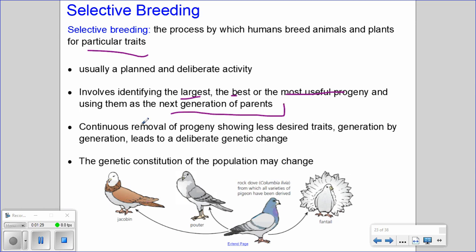But it also results in the continuous removal of progeny showing the less desired traits. And so generation after generation, as this is done, this will eventually lead to a deliberate genetic change. Over time, the genetic constitution of a population may change. The first example, and there are many examples of this, involves doves or pigeons, through which various breeds or varieties of pigeons now exist.